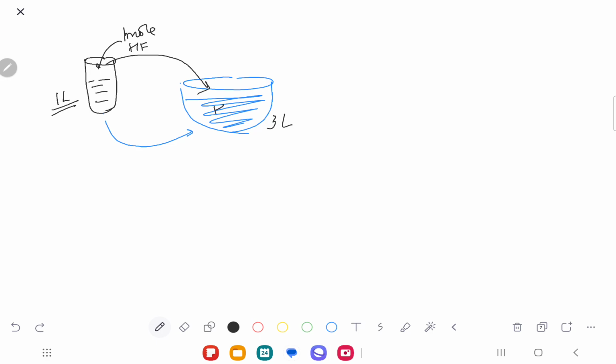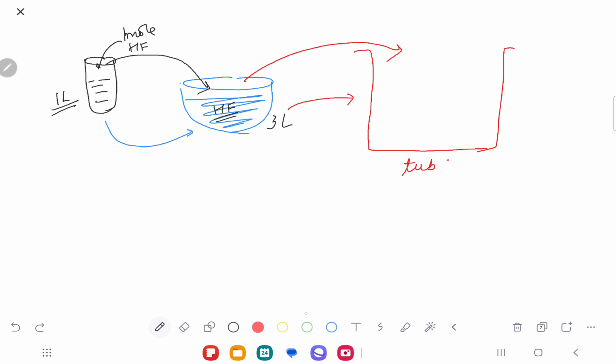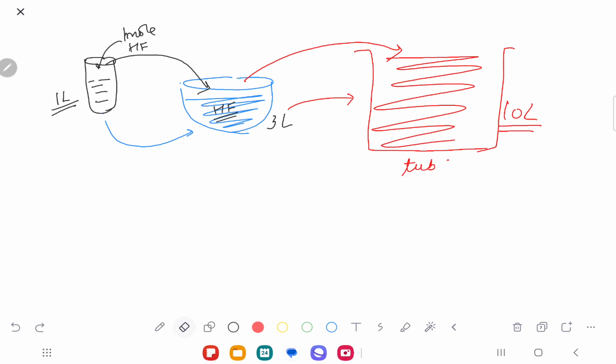Still, HF is not broken down fully because HF is really strong. The mole is definitely 1 mole. Are you understanding? Here it is going to be what? Tell me. So we have a bigger beaker, we have a tub, and we pour the entire mixture here. So you have more water here, let's suppose it is 10 liters of water. You understand my point?